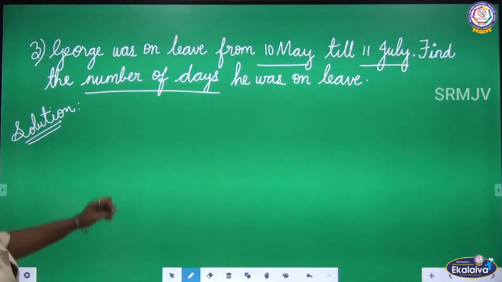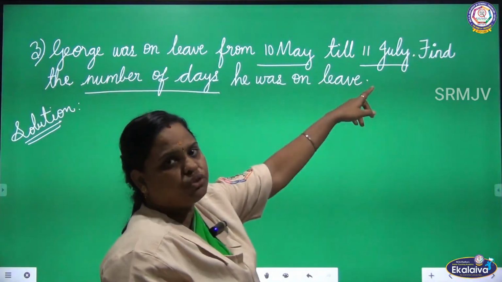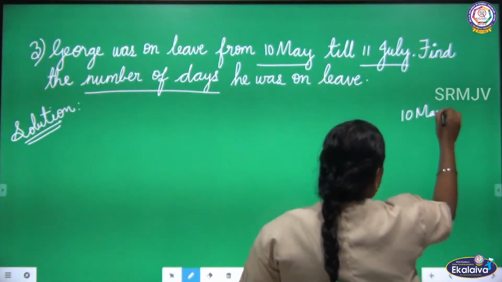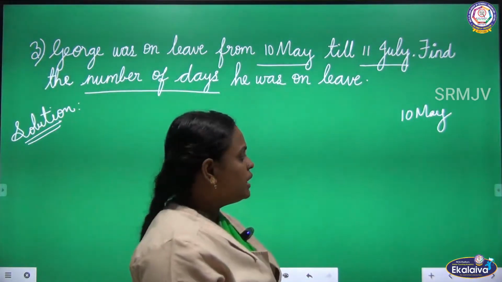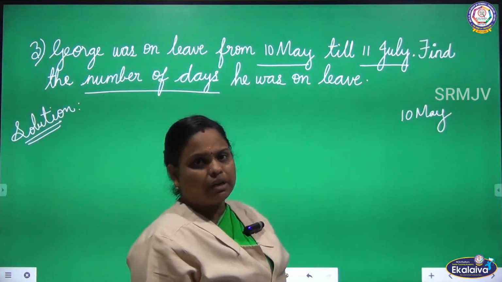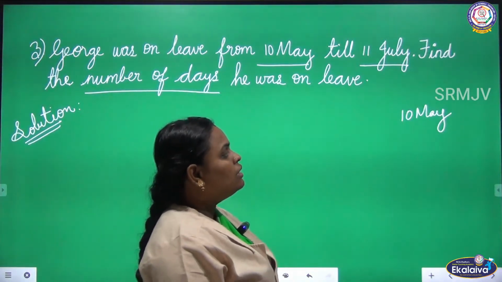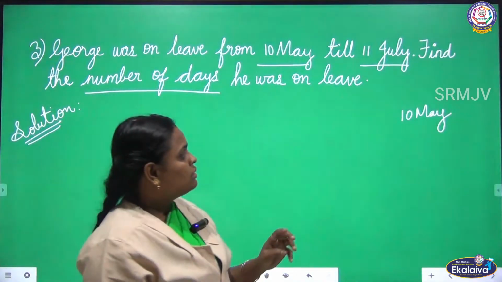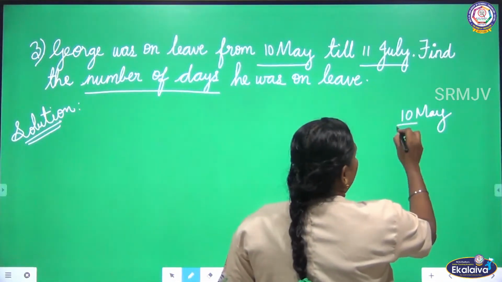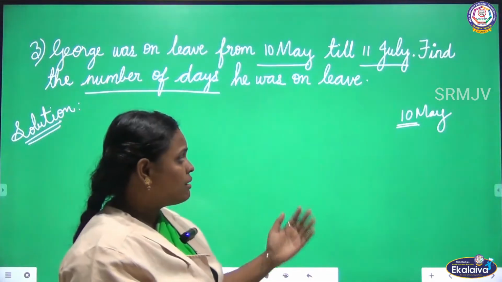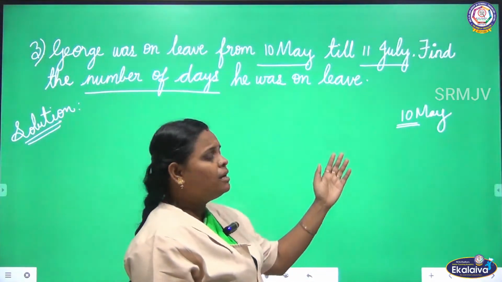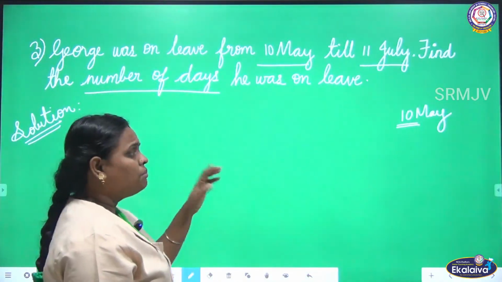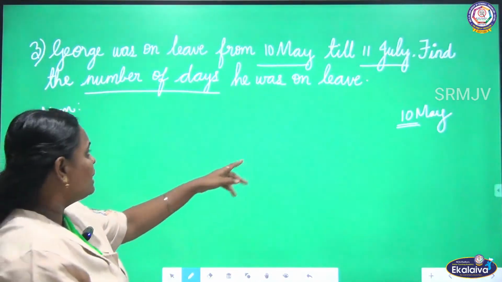First we'll write, from 10 May to 11 July. So we are going to calculate 10 May also. In May month, totally how many days, children? In May month, 31 days. So what we have to do? From 10 we are going to calculate. So we have to subtract 31 minus 9.